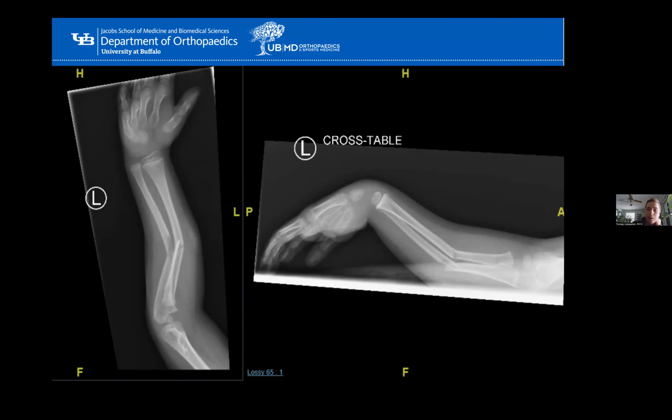And then if we're thinking about this case, this is an AP and a lateral of a skeletally immature individual demonstrating an ulnarly deviated and apex volar or dorsally angulated radial and ulnar diaphyseal fracture. This is more of like a greenstick fracture in a younger kid.